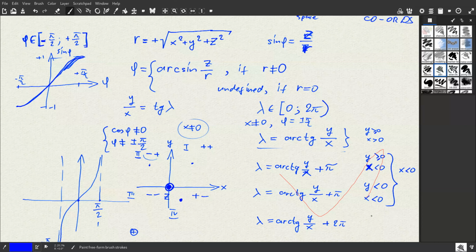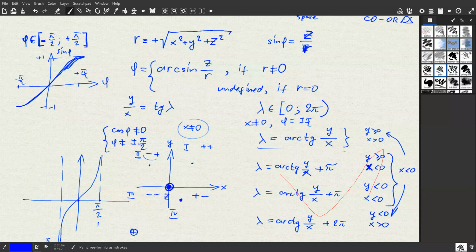In case y is negative, x is positive. So unfortunately, this formula does not recombine with the first one.